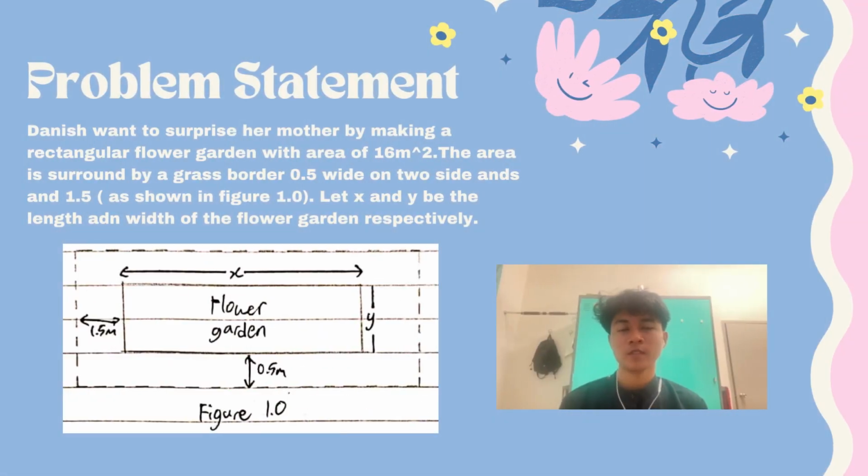So, the problem statement is: Danish wants to surprise her mother by making a rectangular flower garden with an area of 16 meters squared. The area is surrounded by a grass border 0.5 wide on two sides and 1.5 on the other two, as shown in the figure. Let x and y be the length and width of the flower garden respectively.